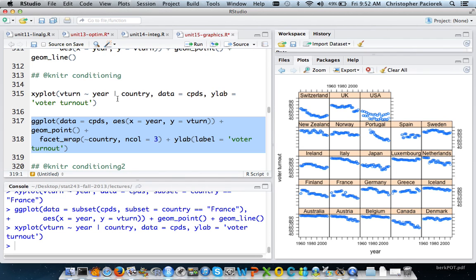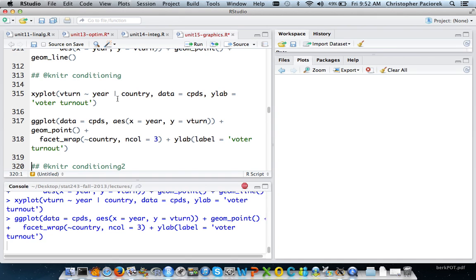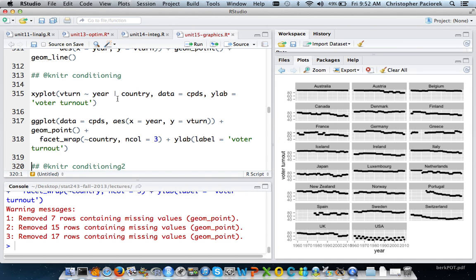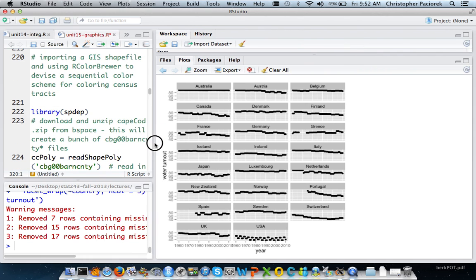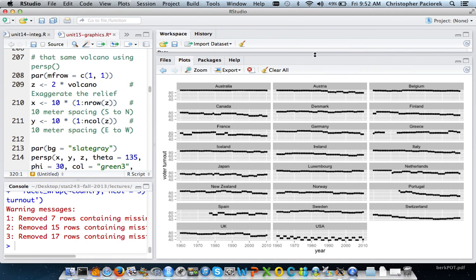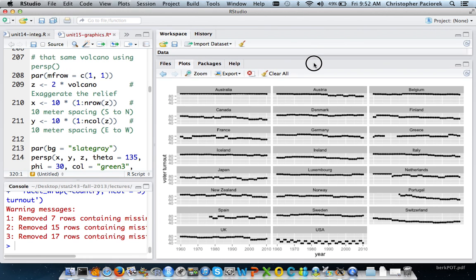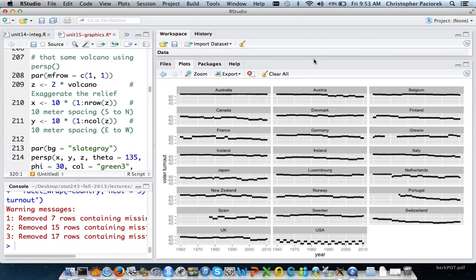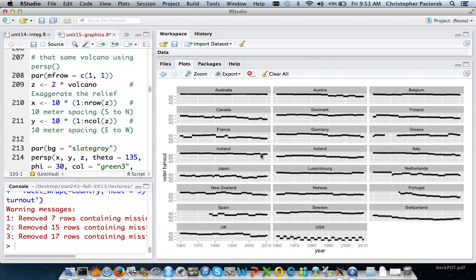and give this tilde country argument, which is a different syntax than we'd seen for lattice. If you did that, it's going to produce something similar, but with a somewhat different way of doing the formatting. This is a little bit scrunched given the size of my window here, but you can imagine this would look nicer if you had the ability to show it a little bit larger.